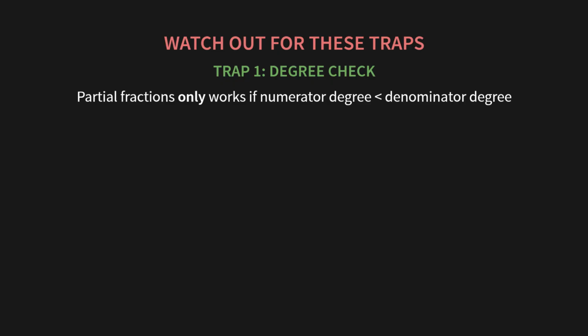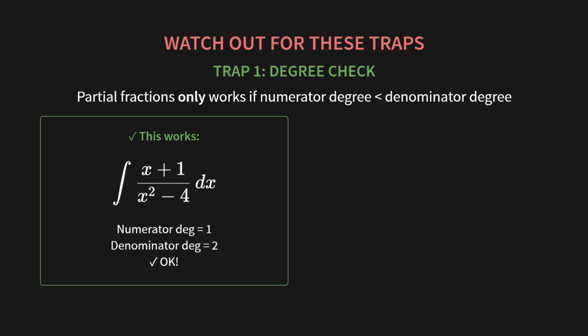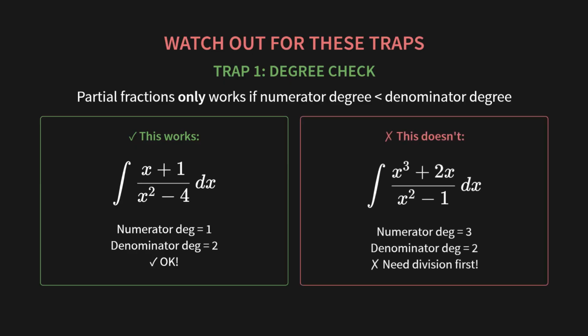Trap 1, the degree check. Partial fractions only works if the numerator's degree is less than the denominator's degree. So for example, the integral of x plus 1 over x squared minus 4 dx. This works. Numerator degree is 1, denominator is 2. But this one, the integral of x cubed plus 2x over x squared minus 1 dx, doesn't work. The numerator degree is 3, denominator is 2. You would need to do polynomial long division first.